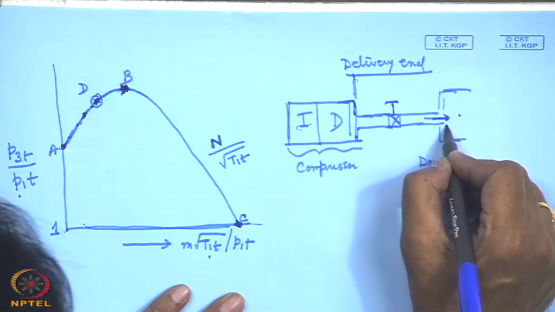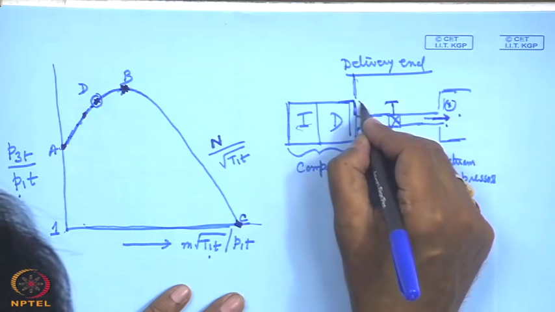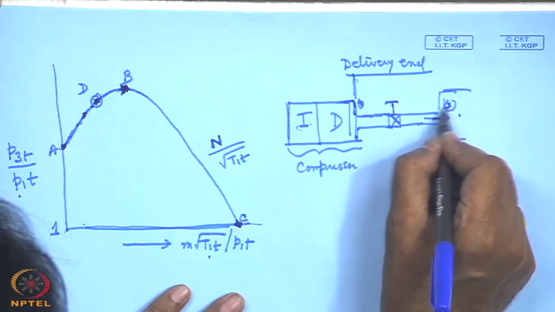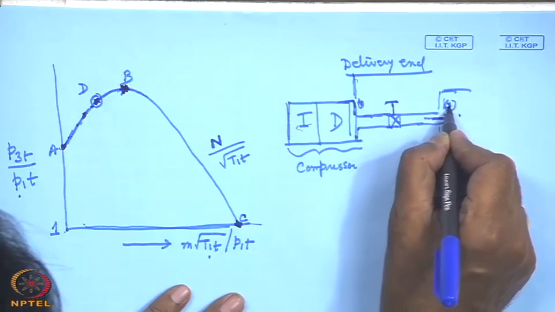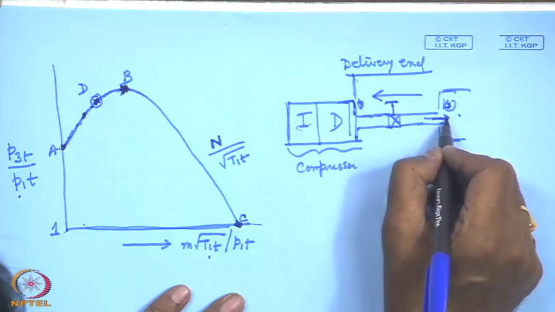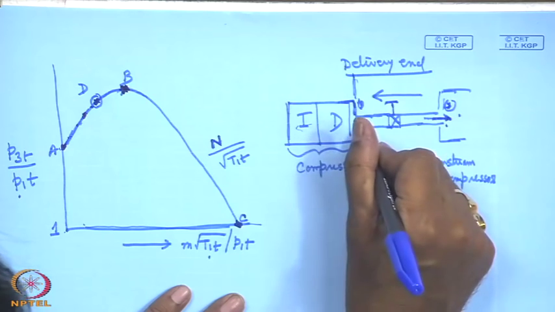So therefore what happens, as a result, this pressure becomes higher than the delivery pressure. That means a pressure gradient for flow is generated in the reverse direction. This is a high pressure and this is a low pressure. So therefore the flow starts from the downstream end of the compressor to its delivery side.